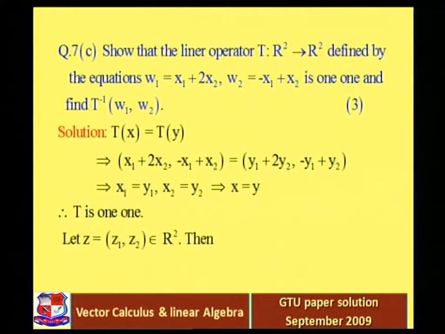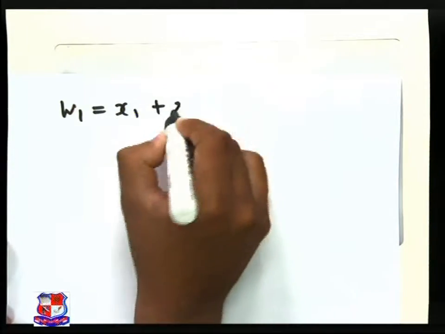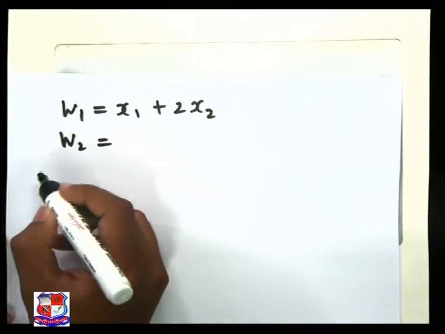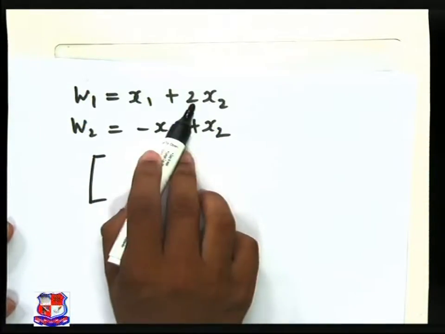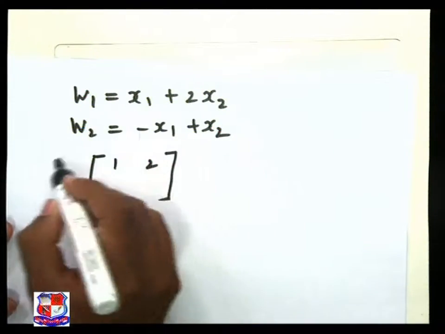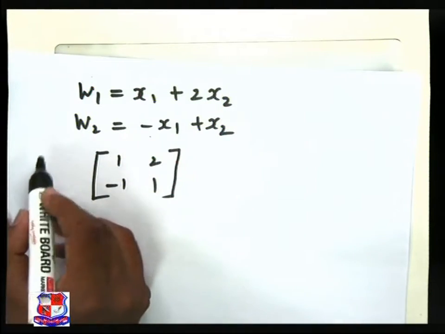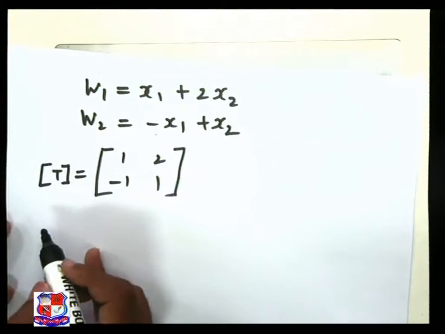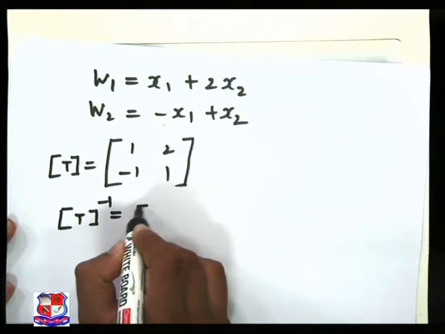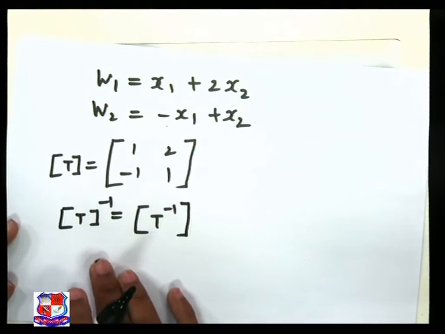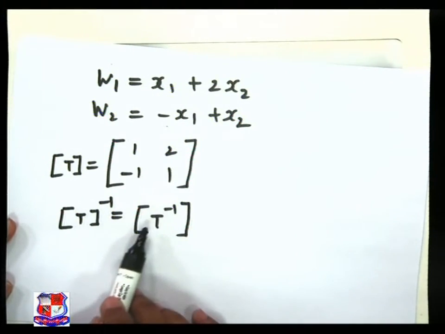So what is the matrix here? Standard matrix, you can see W1 is equal to X1 plus 2X2 and W2 is equal to minus X1 plus X2. So what is the standard matrix? First row is 1, 2 and the second row is minus 1, 1, correct? So this is our standard matrix for T. Now one important theorem says, and you have to remember this, that the inverse of the standard matrix for the linear transformation T is exactly the standard matrix for T inverse.